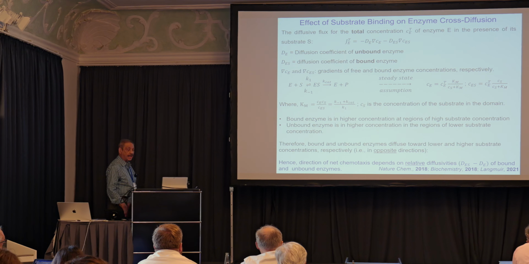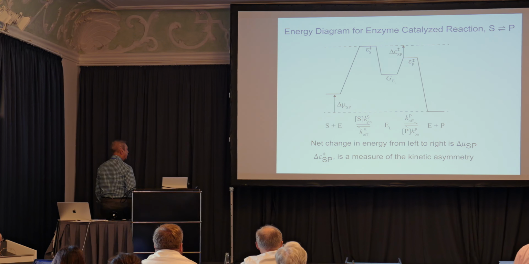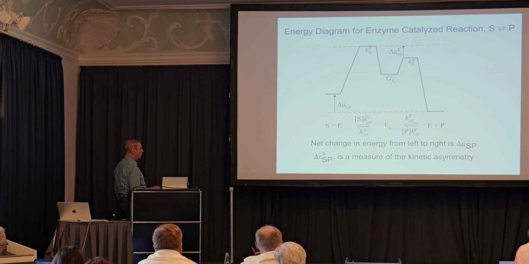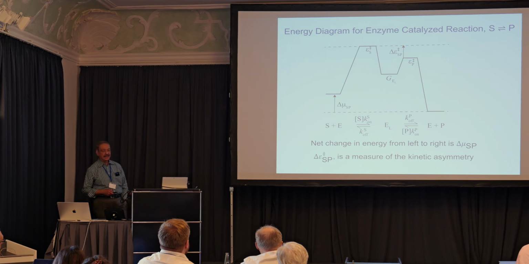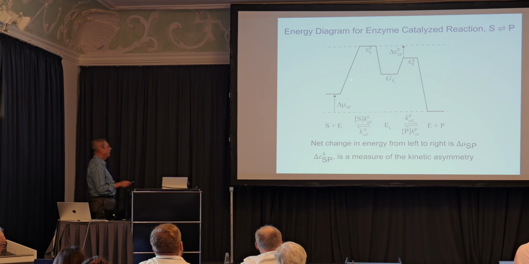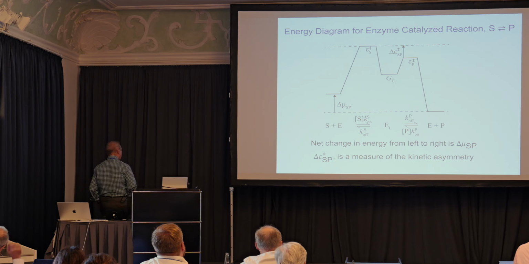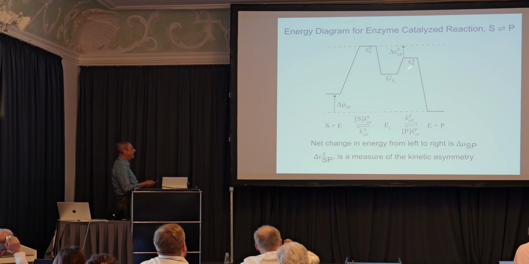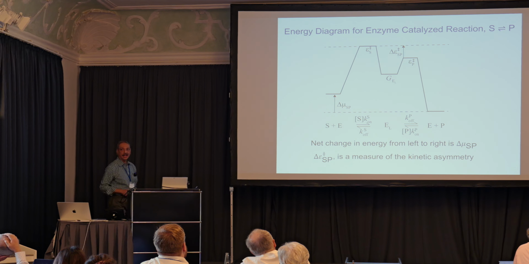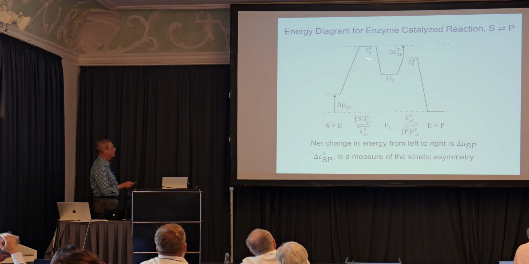But of course, most reactions are not irreversible. So for example, this is the usual enzymatic reaction where the substrate binds to the enzyme and then the product is released. I call it L because it could be substrate or product, doesn't matter, but it's bound. In this case, it's a two-step reaction, and there's an activation energy associated with both steps. And you can then talk about the kinetic asymmetry, which is the difference in activation energy between one step and the other step.